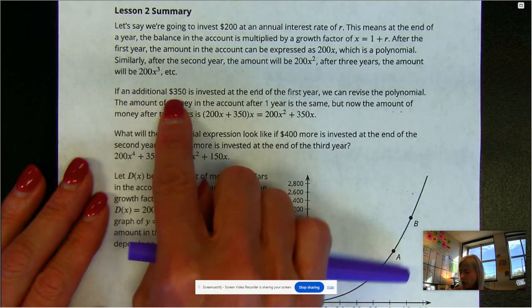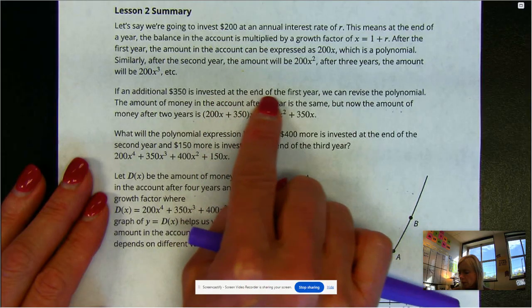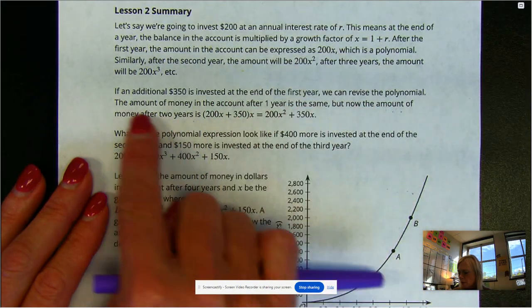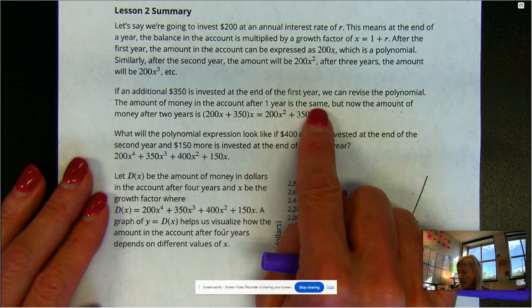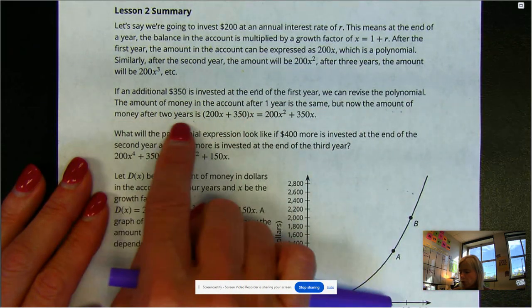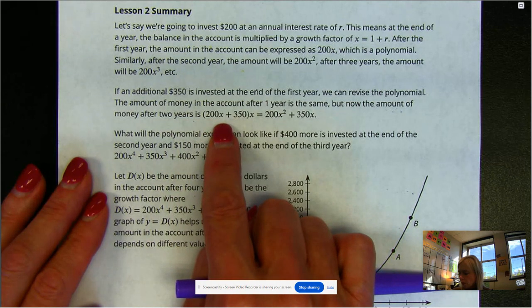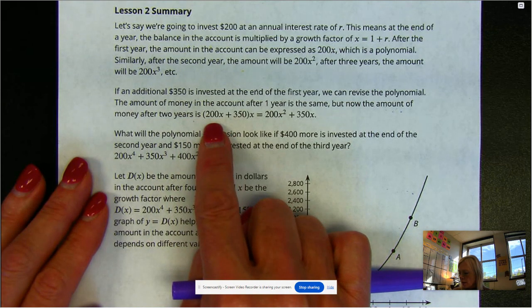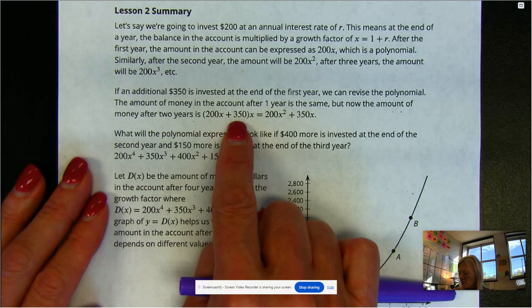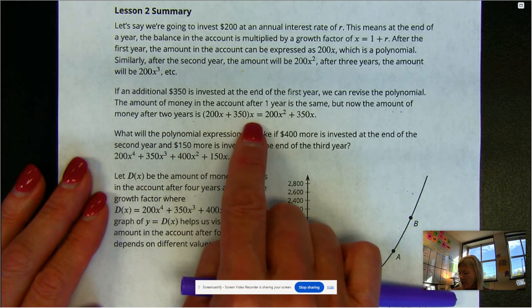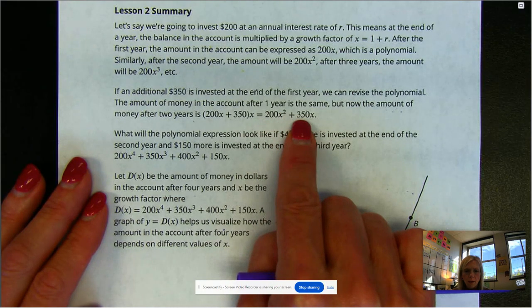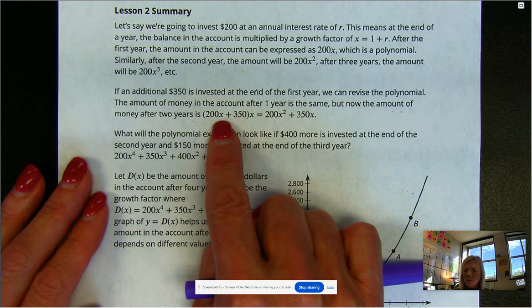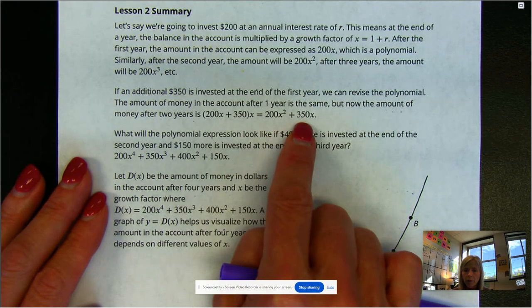If an additional $350 is invested at the end of the first year, we can revise the polynomial. The amount of money in the account after 1 year is the same, but now the amount of money after 2 years is 200x plus 350, and then the quantity times x, or 200x squared plus 350x. So the first example is in factored form, which we'll talk about later in the unit, and the second is in standard form.